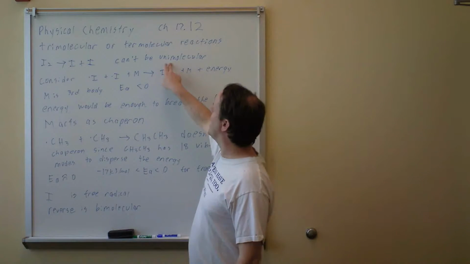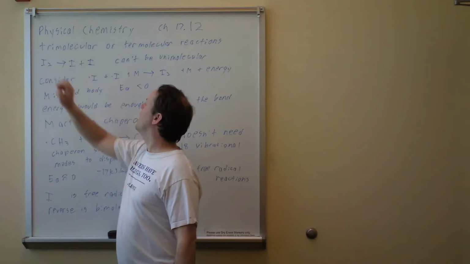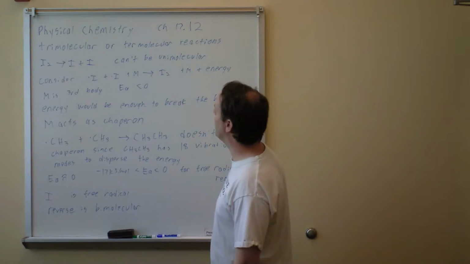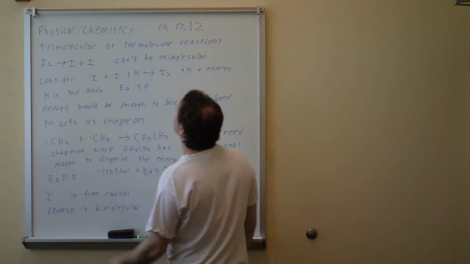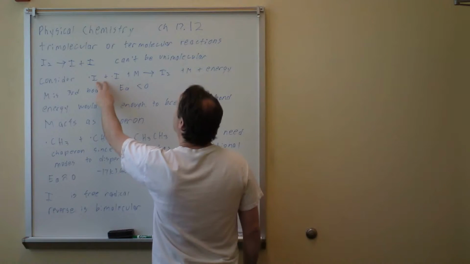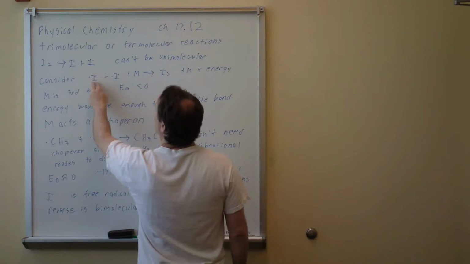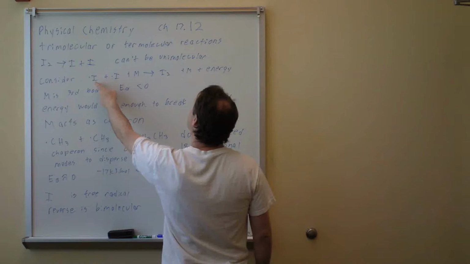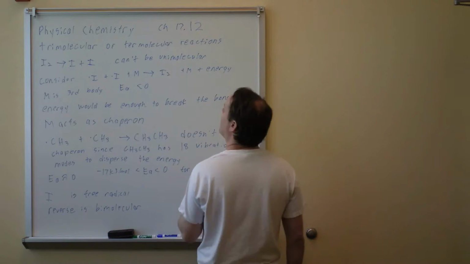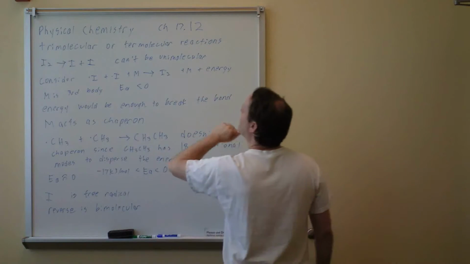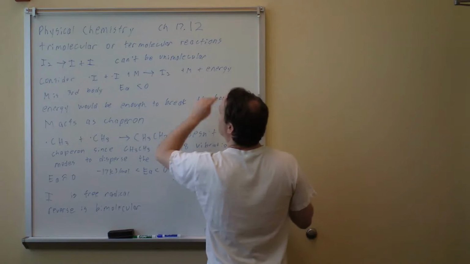Now, I'm going to explain why in a bit, but this cannot be a unimolecular reaction. So take for example, what if there was a third body here? Let's say we have the monatomic iodine plus another monatomic iodine. These are both free radicals. Plus the third body, M.